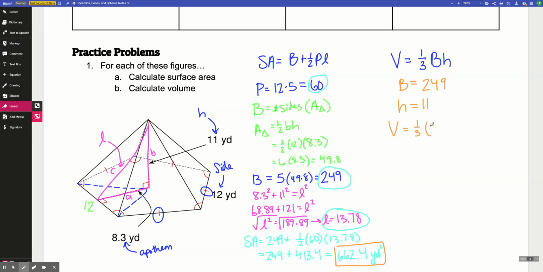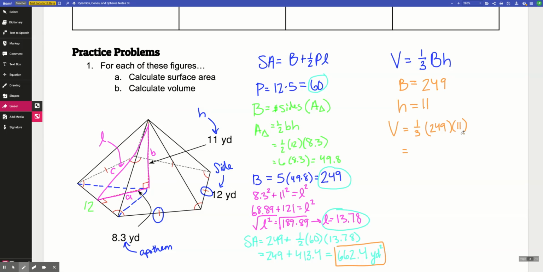Okay, so 1/3 times 249 times 11. Now you can do this in lots of different orders. You could do 249 divided by 3 and then times 11. You could multiply 249 and 11 together and then divide by 3, which is what I'm going to do, just because that's what I feel like doing for this problem.